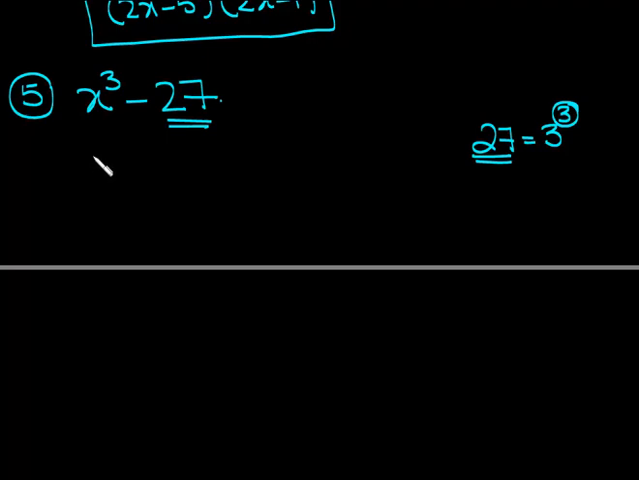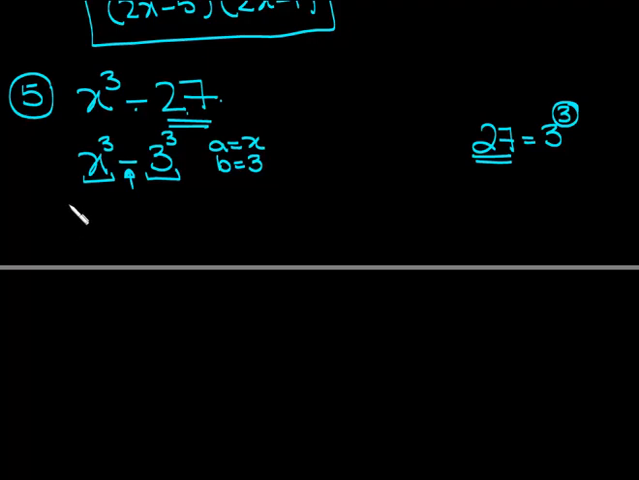So to use the formula, first I need to write it as difference of two cubes. x is already written as a cube, and then 27 can be written as 3 cubed. So now I have difference of two cubes. My a is x here, and my b is 3. a and b are always the base of those exponential numbers.